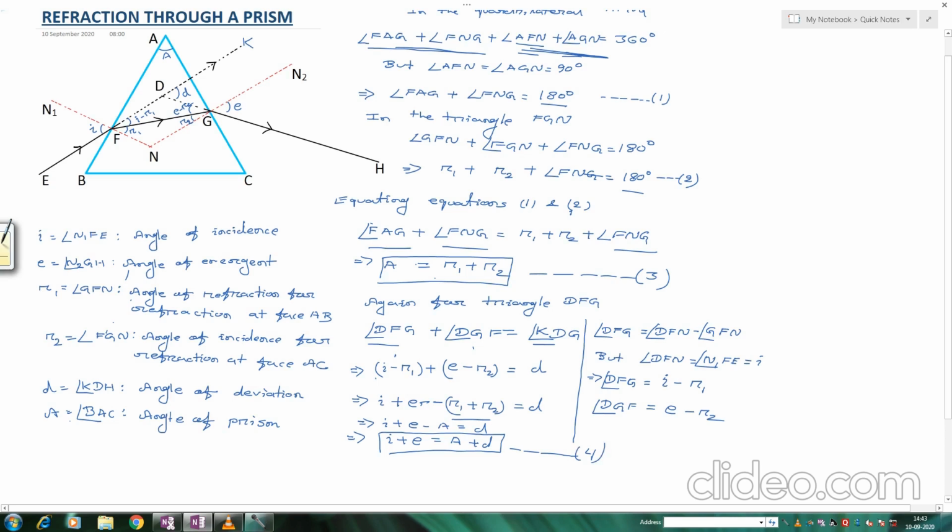So angle of incidence plus angle of emergence is equal to angle of prism plus angle of deviation. From this we can conclude that angle of deviation depends upon the angle of incidence, the material of the prism, the wavelength of light used and the angle of prism.